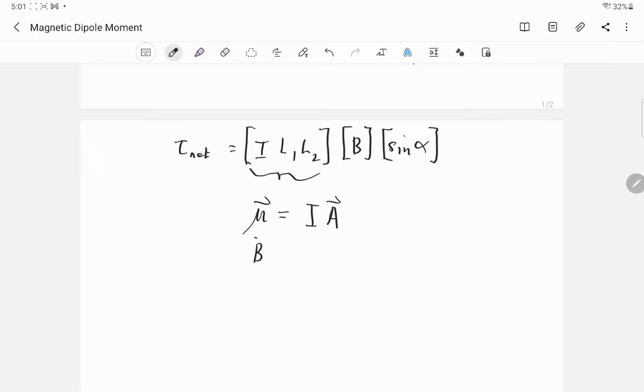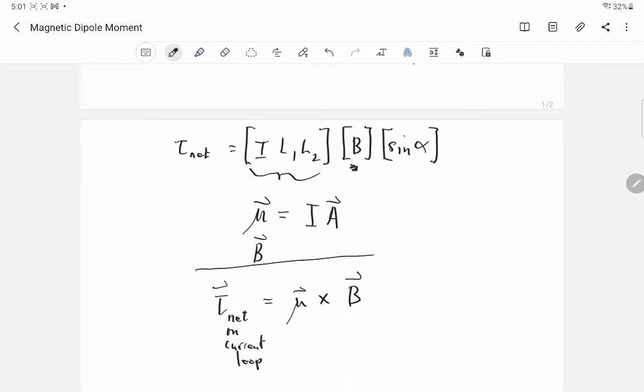I've got the B vector, right? The torque has this sine of alpha. It's the sine of the angle, actually, that's between the magnetic field direction and this strange thing called the magnetic dipole moment direction. And so you can end up rewriting the net torque on the current loop as simply mu cross B.